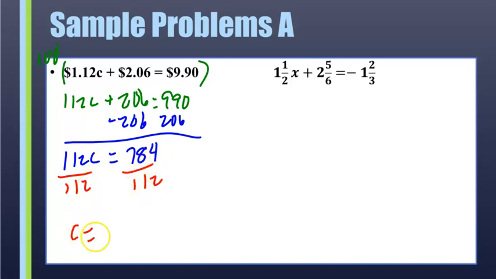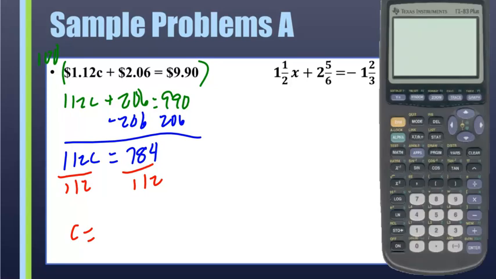And C is going to equal, and we're going to grab our calculator, 784 divided by 112. That gives us 7.